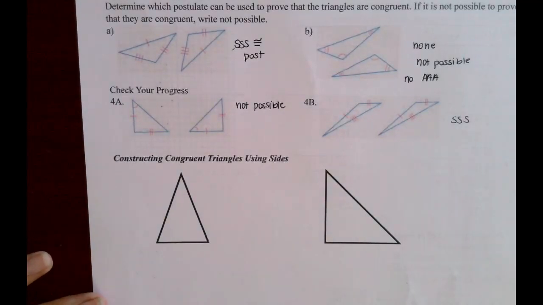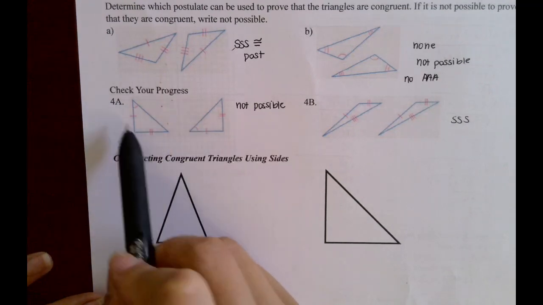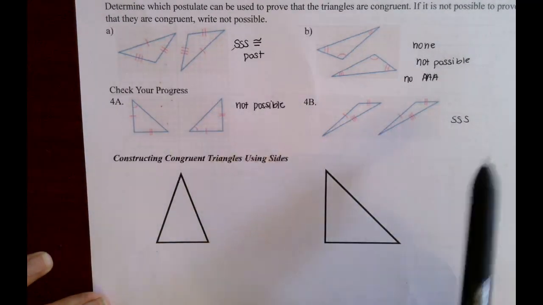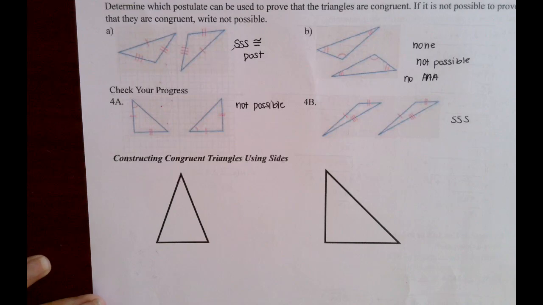Okay. For A, you should have gotten no, not possible. There is no SSA or ASS, so can't prove it because it's ASS or SSA. Okay. For B, you should have gotten side, side, side. Okay. So that's it for today. The next part is on constructing congruent triangles using sides. And so this next part is optional here.